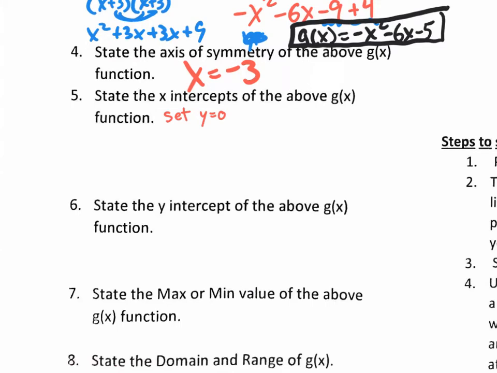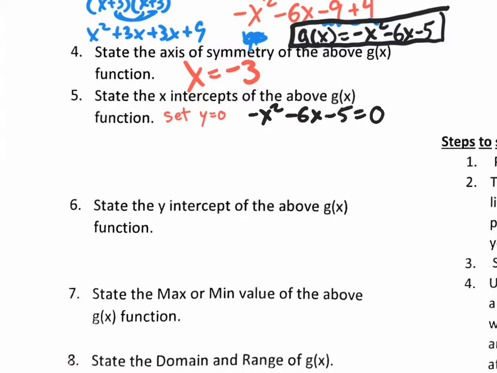So here is your y value. We're going to put a 0 right here. So this equation is just going to read negative x squared minus 6x minus 5 equals 0. But you can put the equal 0 on this side if you'd like. And that's what I'm going to do. Negative x squared minus 6x minus 5 equals 0.